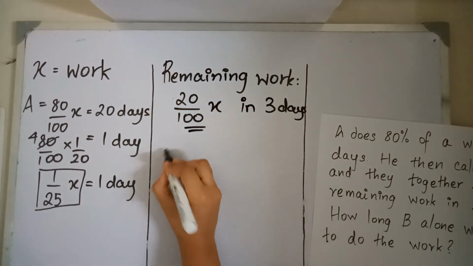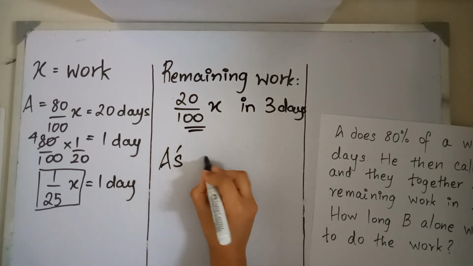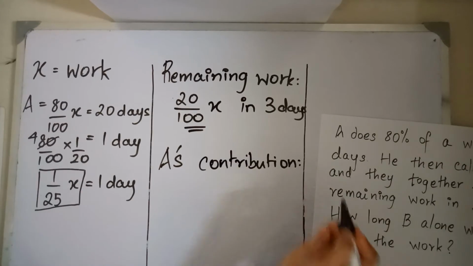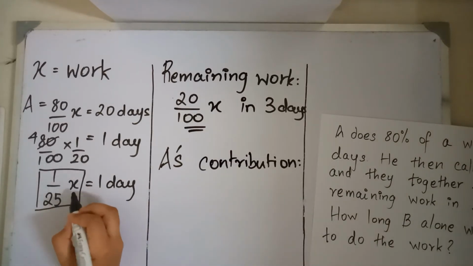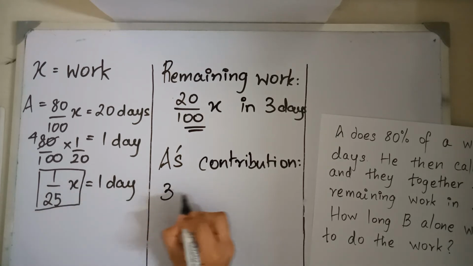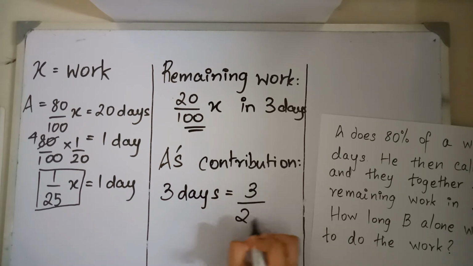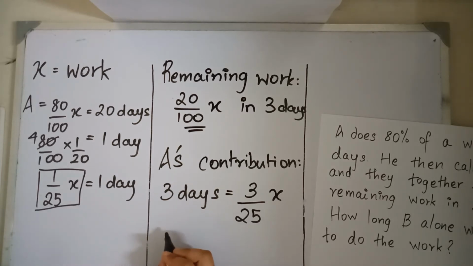Let us first find A's contribution in 3 days. Now we know that A works at the rate of 1 by 25x per day. So in 3 days, A would have finished 3 by 25x. So now we can find out B's contribution. We know that the total remaining work is 20 by 100. So B's contribution will be 20 by 100 minus 3 by 25.